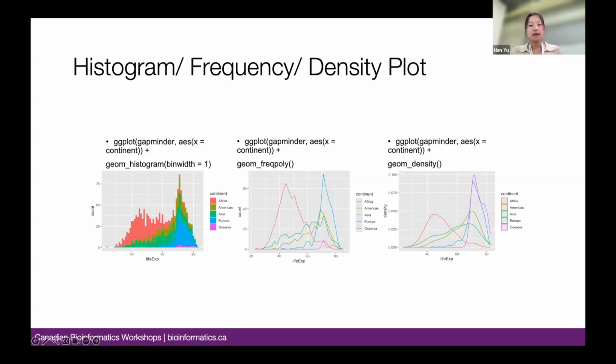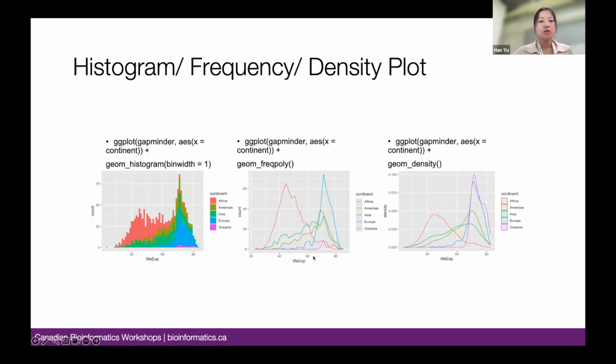From a broad perspective, we can see that the highest concentration of life expectancy falls around 70 years old. Looking at individual continents, Africa, the red one, dominates the lower life expectancy range of 30 to 50 years old. While Europe, the blue one, and Oceania, the green one, show peaks at higher life expectancies. So a histogram is used to gain a quick overview of a data set's overall distribution and how different categories stack within it.